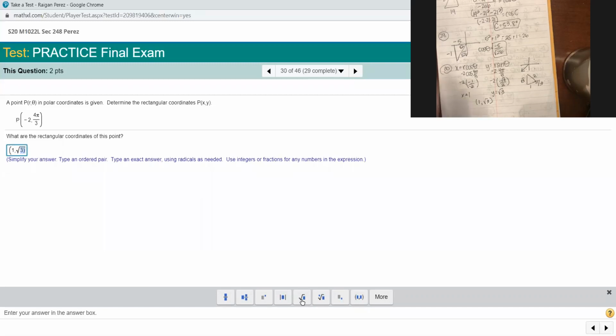And you can double check this too, because the polar coordinate is -2, 4 pi over 3. 4 pi over 3 is right here, but because r is negative, it flips the point to be over here. So it would be in quadrant 1. And this point, 1 and positive square root of 3, is also in quadrant 1. So make sure that they're in the same quadrant and you know you did it right.